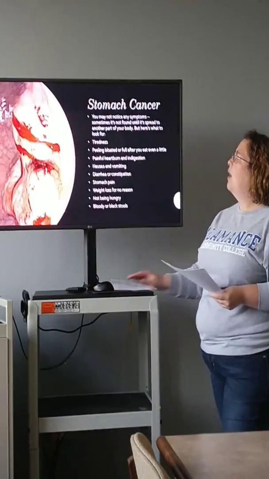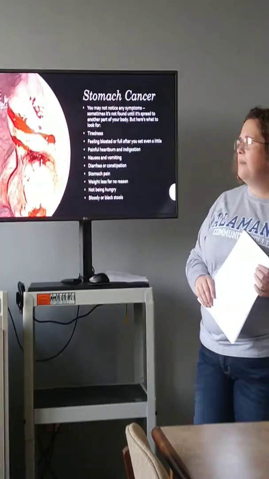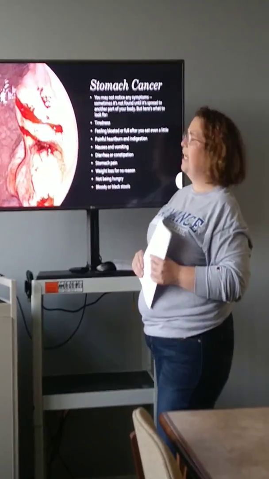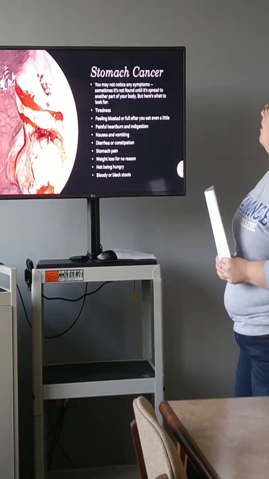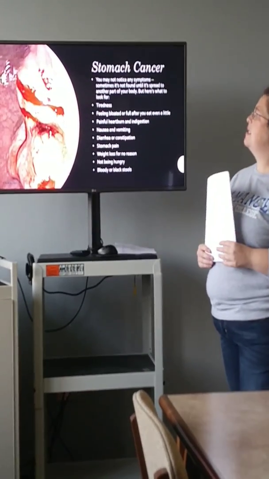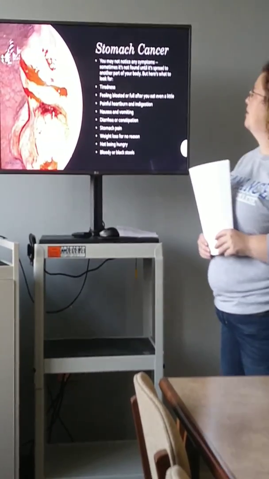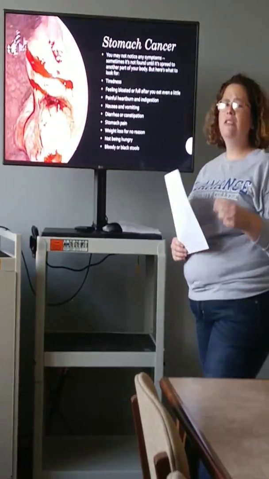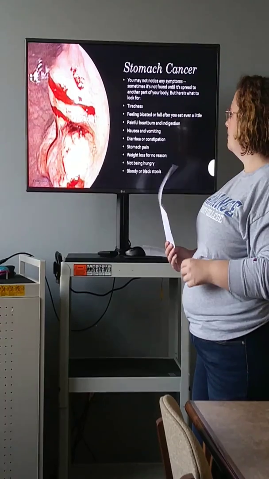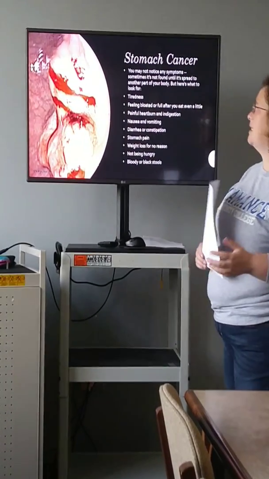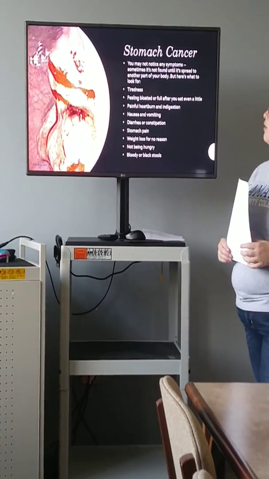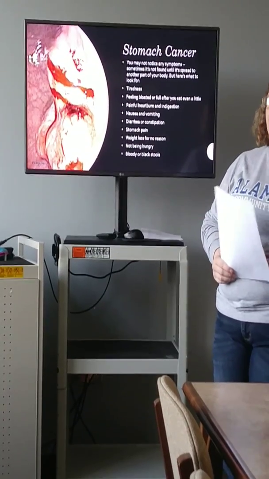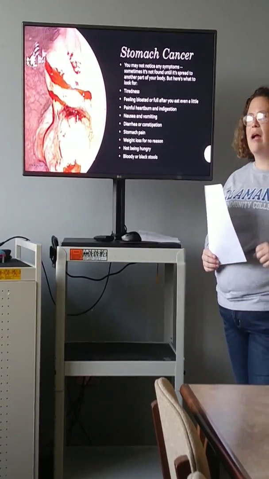We all hate to hear the C word, but there is also stomach cancer that can happen. You may not notice any symptoms, and sometimes it is not found until it has spread to other parts of the body. Some of the symptoms to watch out for with stomach cancer are tiredness, feeling bloated or full after you eat just a little bit. We're talking about 4 ounces or smaller.